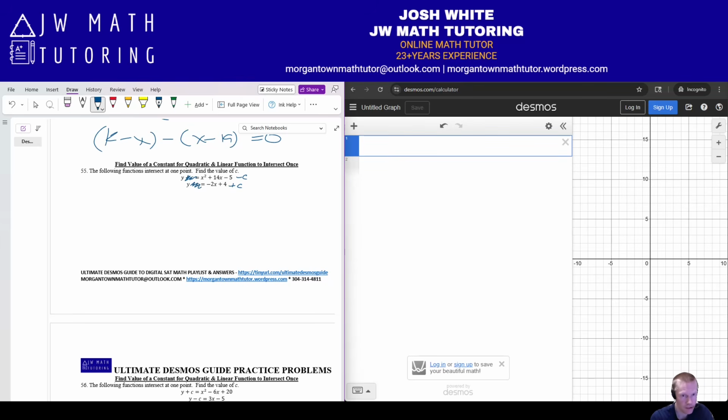Then you set these two equal. So you would have x squared plus 14x minus 5 minus c equals negative 2x plus 4 plus c. Now you need to get everything equal to 0, so I'm going to move everything over to the left. Again, you do not need to combine the terms, so I'm going to add 2x to cancel this, subtract 4 to cancel this, and subtract c to cancel this. And again, I said you don't need to combine the terms, so I will just leave them separate.